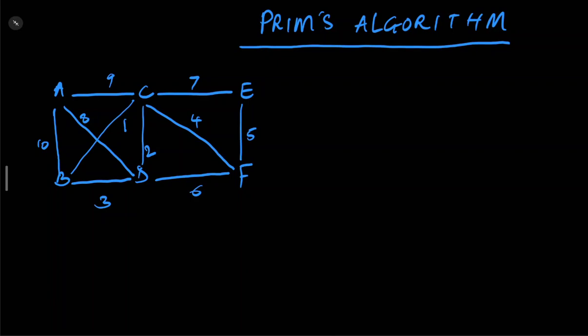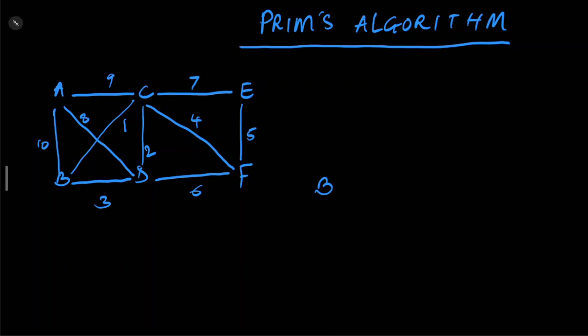So let's get started. We are going to be using this graph just like we used for Kruskal's algorithm. So let's start finding our MSTs, but in this case, using Prim's algorithm, we start from a fixed vertex. Let's start from, let's say, B.